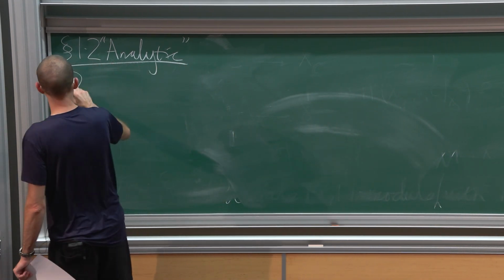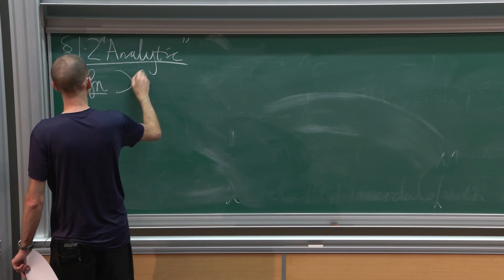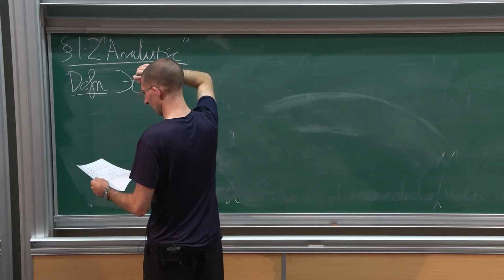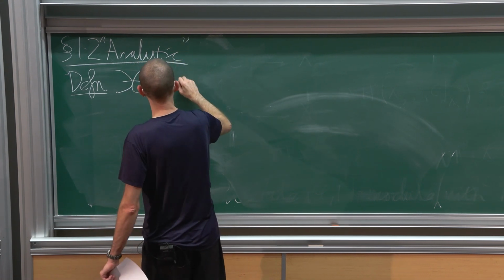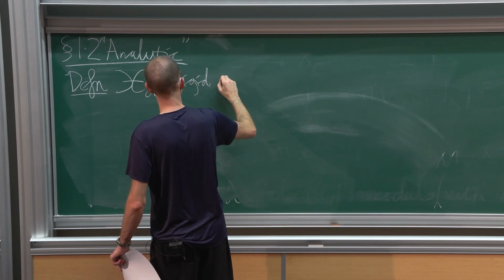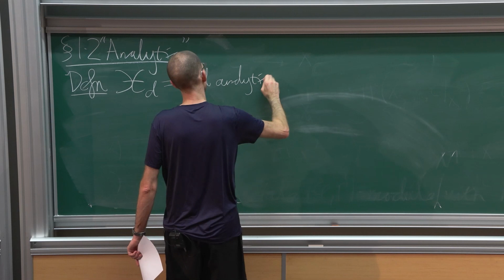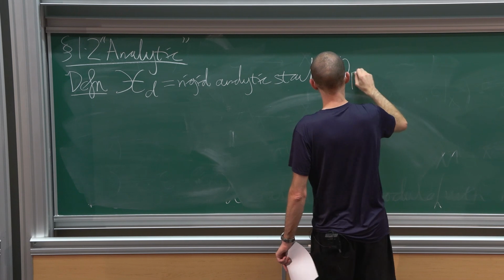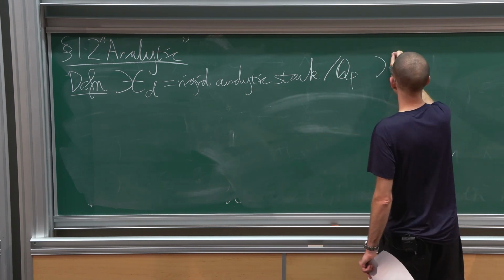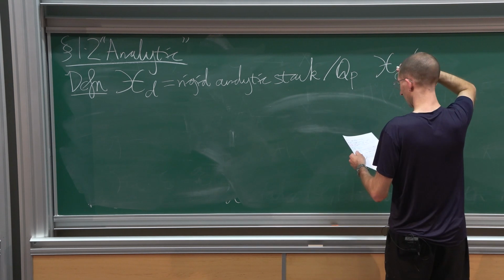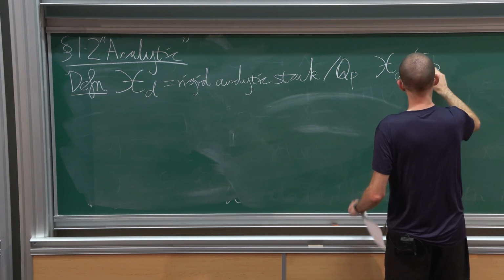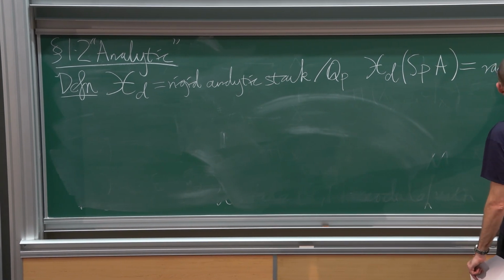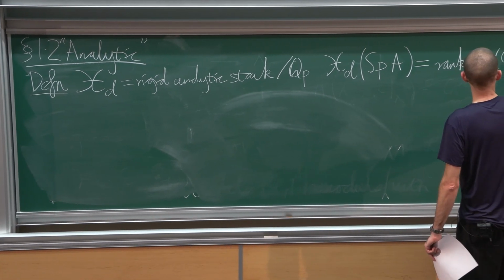So here is where I'm supposed to start using this other X. Unfortunately, in talks this is usually what I use for this, which is a bit of a disaster, so I'll probably get it wrong again. This is a rigid analytic stack over Q_p, and its points on affinoid rigid spaces are just the same thing, rank d phi-gamma modules.